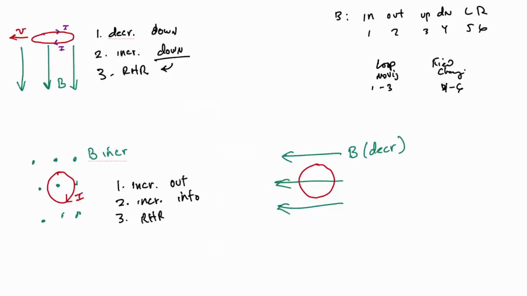Decreasing? Wrong. Flux is 0. Why is the flux 0? The field goes into and out of the loop. This field line entered and then left. What's the flux? 0. The total sum of in and out.